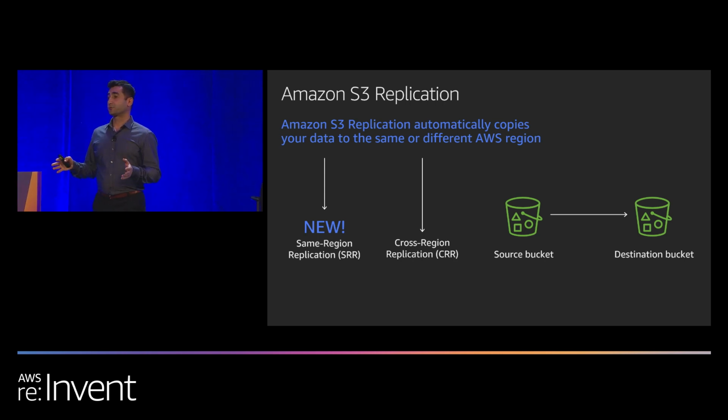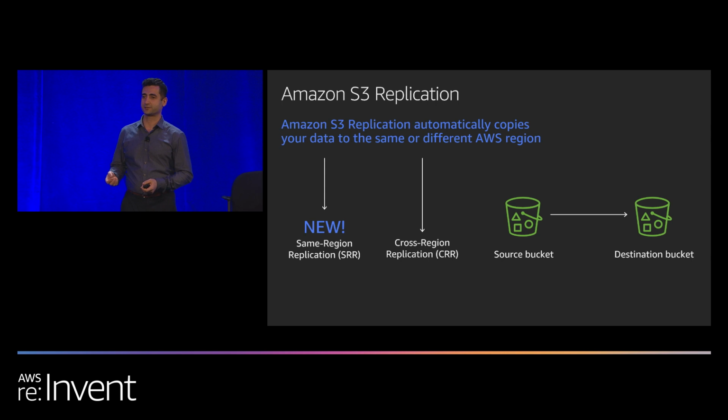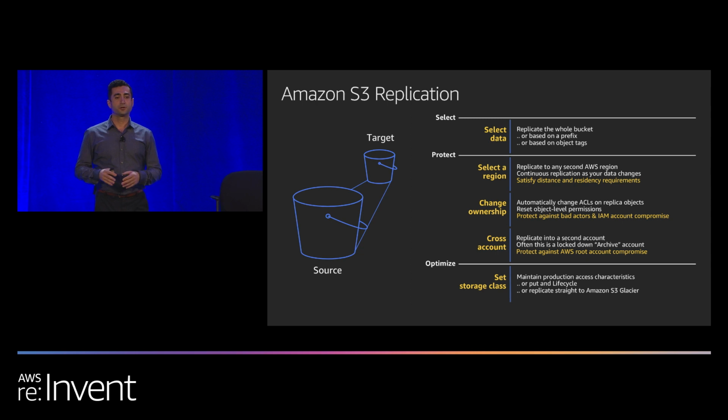Now, S3 replication launched with cross-region replication in 2015, and since then, customers have used it to replicate trillions of objects and exabytes of data. And customers have asked us to extend S3 replication to help them replicate data within the same AWS region. A couple of months ago, we did exactly that. And now you can select a replication destination bucket in the same region as the source. So let's dive into how you can configure S3 replication. First, you select your data set.